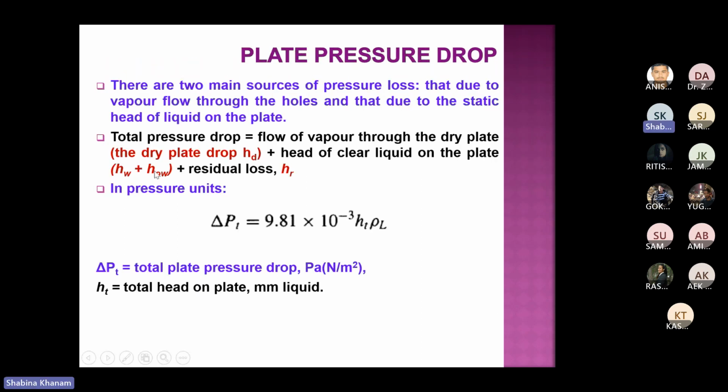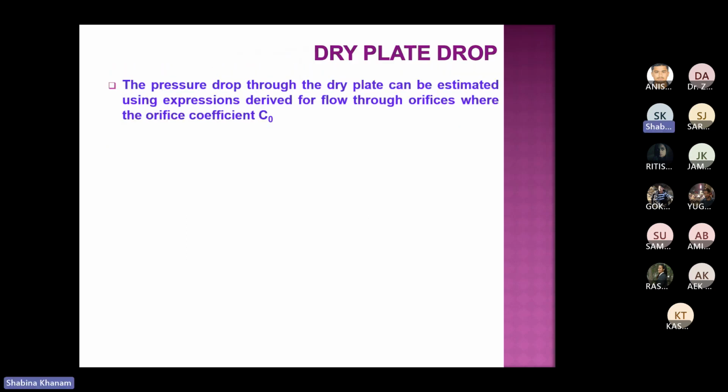So we will see how to find this HD, HOW, HW that you already have fixed before. Okay. So dry plate pressure drop, when you consider a hole over the plate, or what we can say, when a hole is made in the plate, right? So that is the small hole through which vapor is moving.